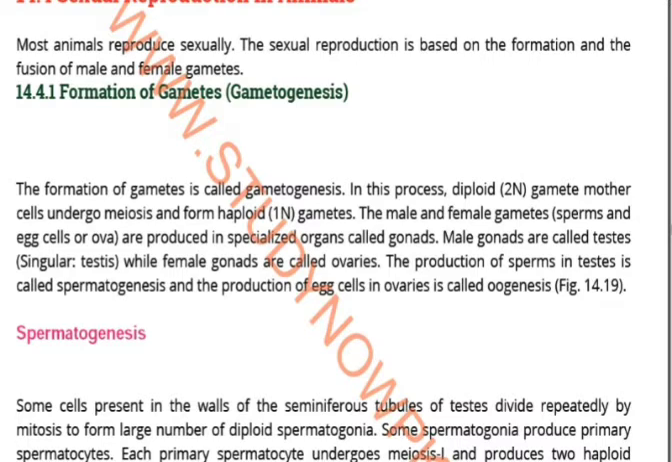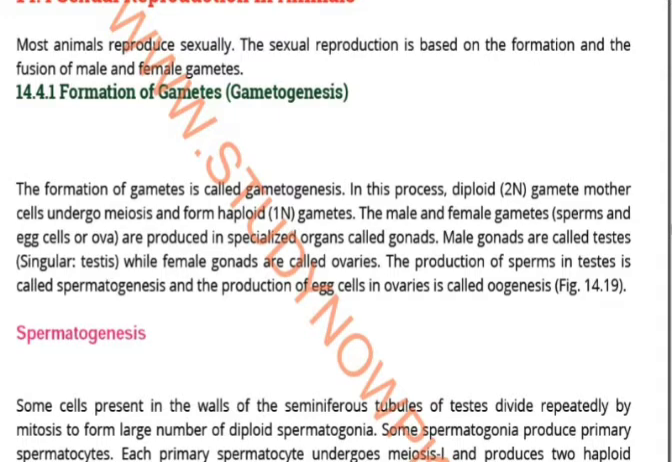Most animals reproduce sexually, and sexual reproduction is carried out with the help of female and male gametes. The process of formation of the gametes is gametogenesis. Whenever they use the term gametogenesis, don't get confused. The formation of gametes is called gametogenesis.